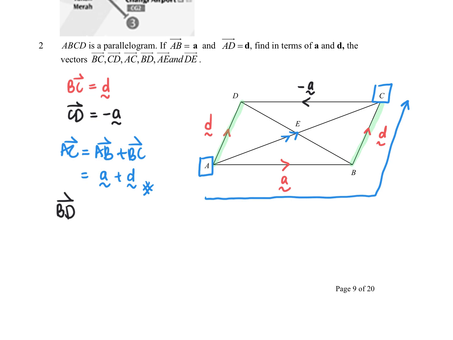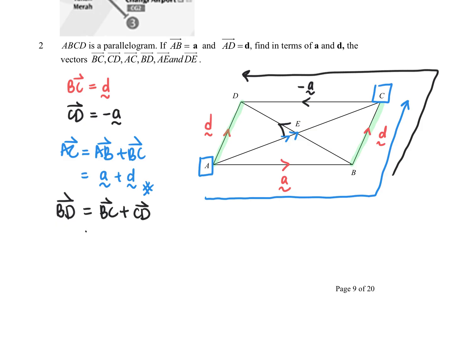Okay, next one is BD. I want to move from B to D, this direction. Can you see that it's the same as moving this way? So it's the same as moving from B to C and then C to D. So BC is just D, CD is minus A.